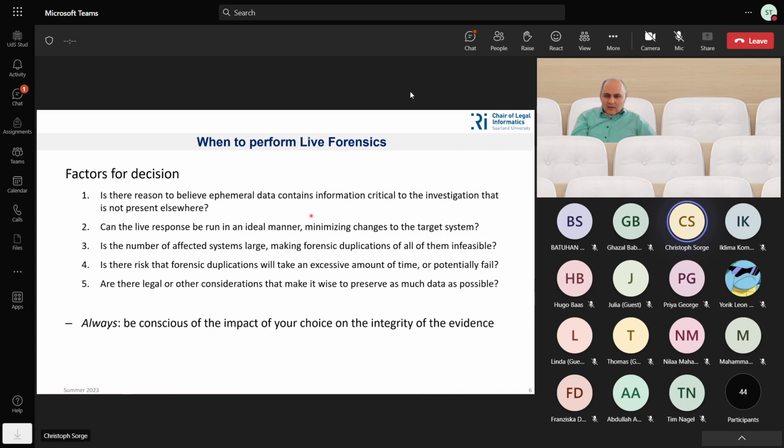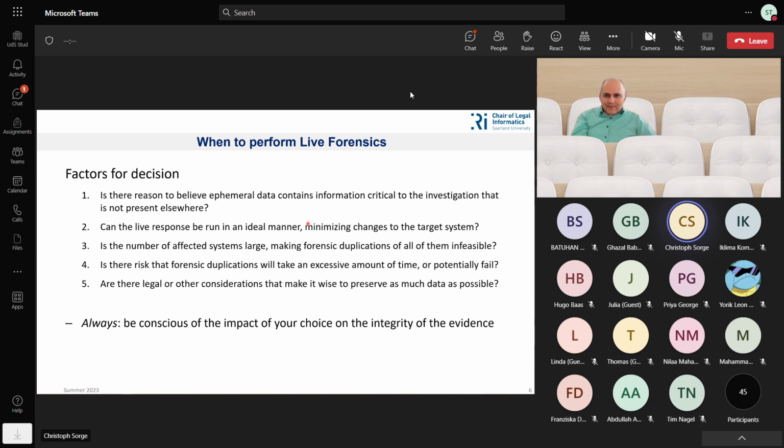These could be the following factors, there might be others. First of all, if there is critical information that is not present elsewhere, then it makes sense to perform live forensics, definitely. And we talked about the most common case for that: an encryption key. If you have an encrypted hard drive and the system is running, as soon as you shut the system down or cut the power, the encryption key is lost, and then you might have lost all access to the target system.